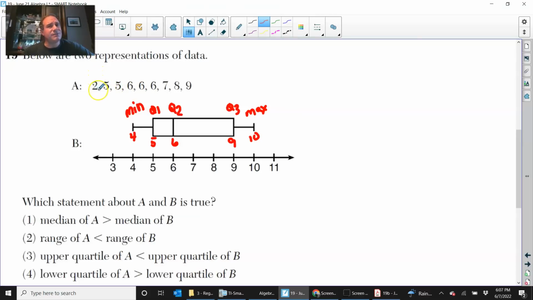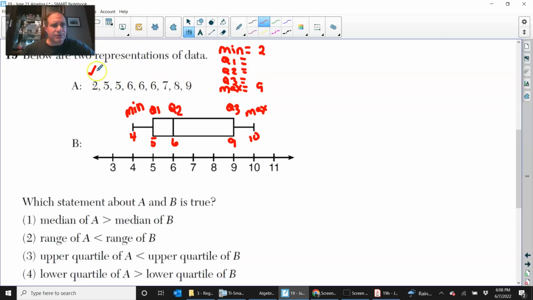There are 2 ways to do this. You could do this in your calculator, or you could do it by hand. I'm just going to do it by hand right now. First off, I'm just going to go min, and this is for A. So the min of A is 2. The max of A is 9. All right, so easy enough. I'm going to get Q1, Q2, and Q3, and that's pretty easy to do.